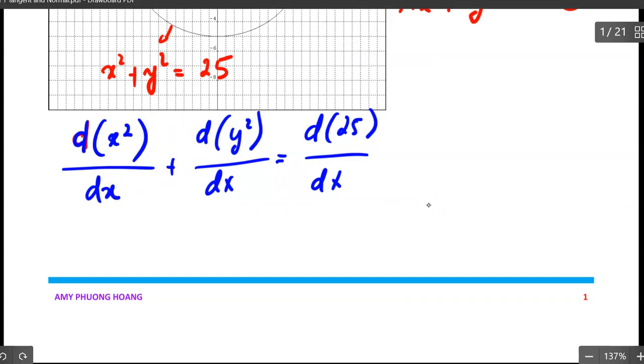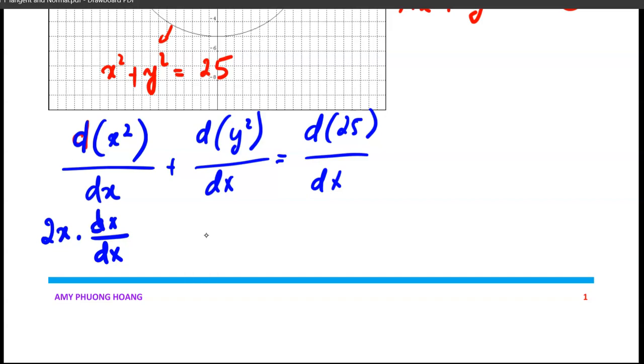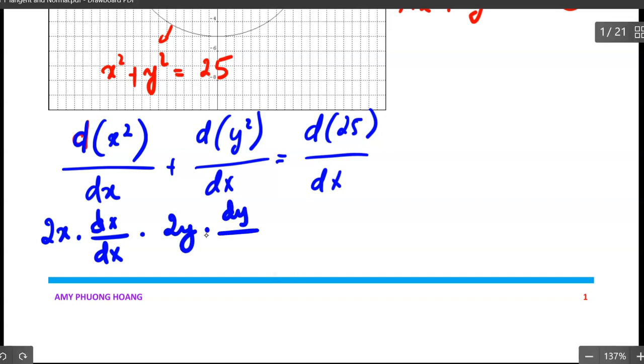So what is the derivative of x squared? It will be 2x, and you times that with dx over dx. Excuse me, I think I better write this here, times dx over dx. And the derivative of y squared is 2y, and you times this with dy over dx. And what is the derivative of 25? The derivative of a constant is equal to 0, and you can just write 0 on this side of the equation.